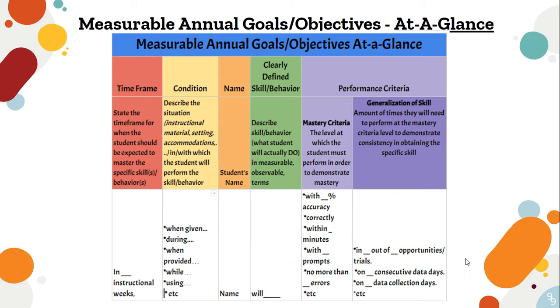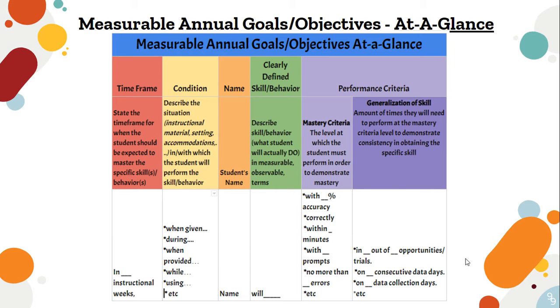Describe the situation in which the student will be expected to perform the skill or behavior. Some examples could be when given a calculator, during academic time, or when given a writing prompt. The name section, or the orange box, should be an easy one. Just make sure you use the correct student's name when filling it out.